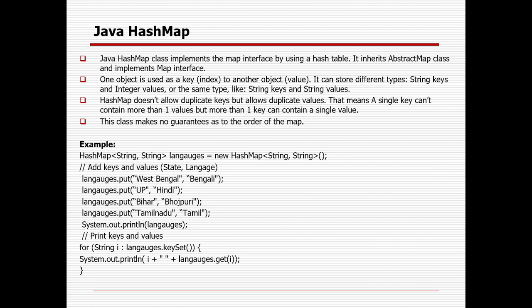The Java Hashmap class implements the Map interface by using a hash table. One object is called the key, which is unique in nature, and the other object is called the value, the corresponding part. It can store different types, like string key and integer values, or the same type, like string key and string value, as well.